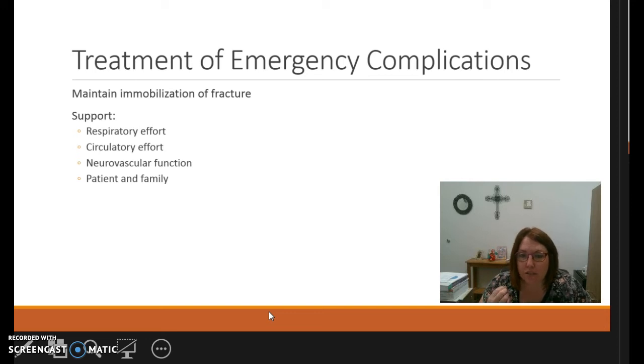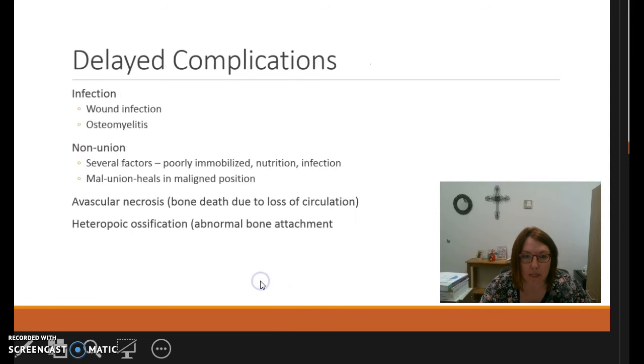Neurovascular function, CSM. Can they wiggle their toes? Do we have really good capillary refill when we press on the toenails to see that we have good circulation? Are the toes warm? Things like that. And then we need to offer support for the patient and the family as well.